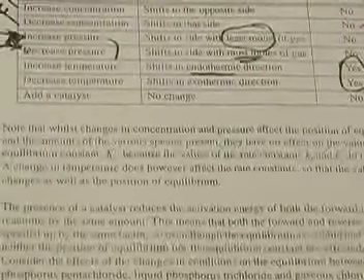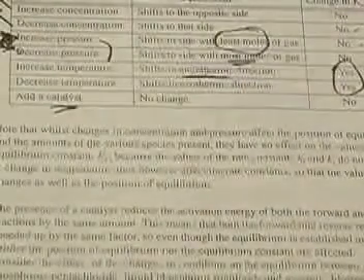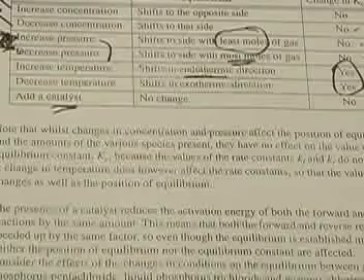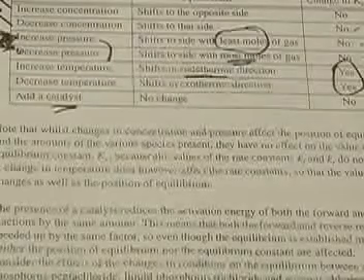And lastly, on this table, even though it doesn't affect K, is the addition of a catalyst. Remember, a catalyst only speeds up a reaction. It gives it an alternate pathway and decreases the activation energy.